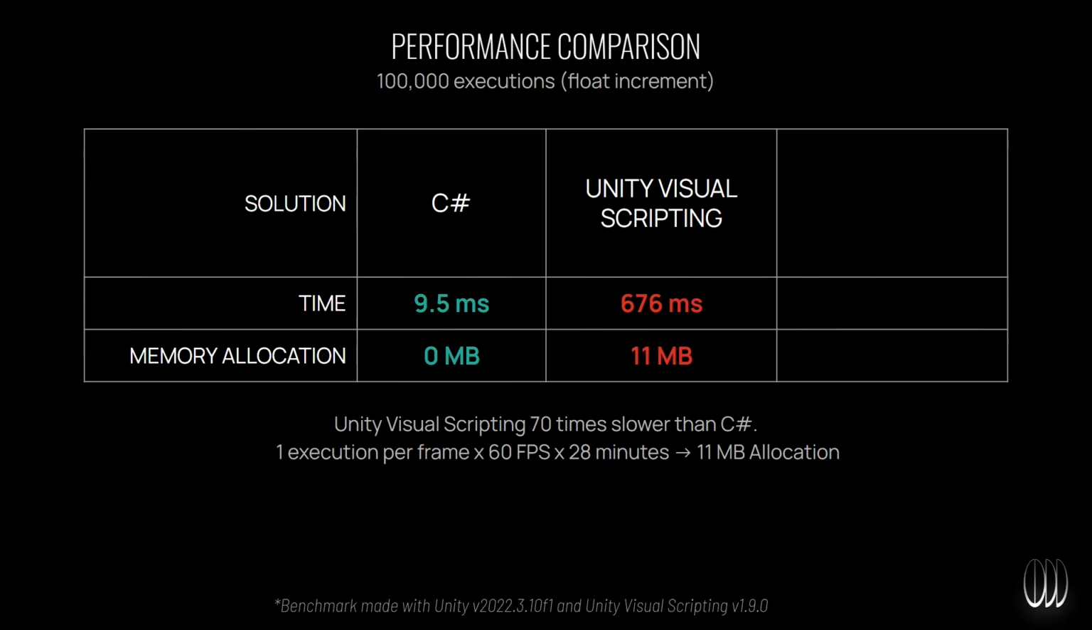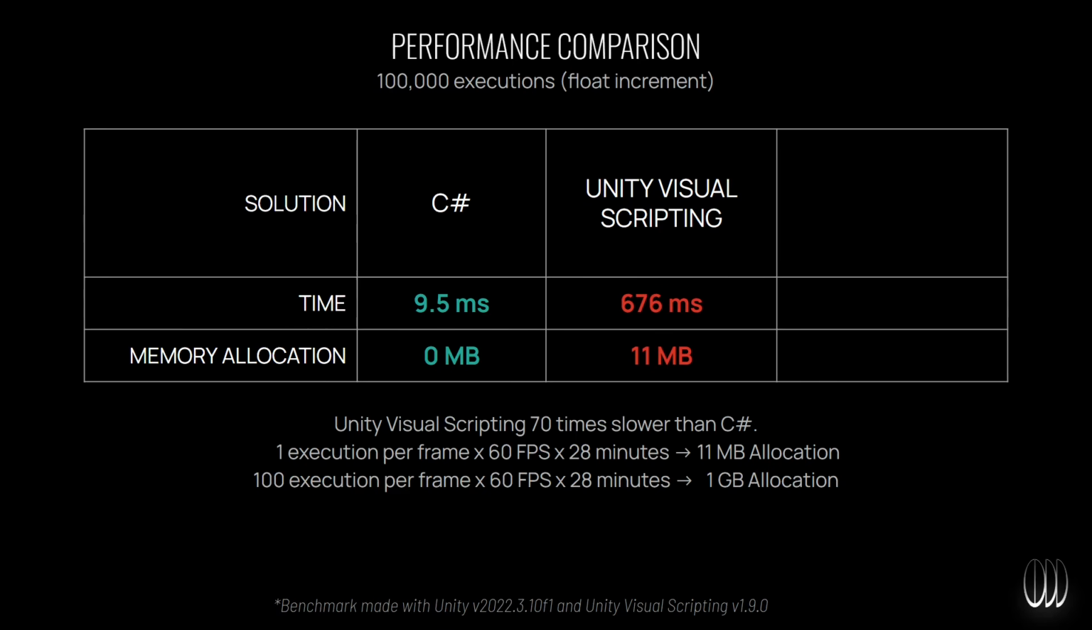Okay, but again, it's a really basic logic, something very common, incrementing a float value. You could easily have something like that on a prefab, which could be instanced 100 times in your scene. And in that situation, this is no longer 11 megabytes of allocation you get, but 1 gigabyte every 30 minutes. This can, of course, put a lot of pressure on the garbage collector.